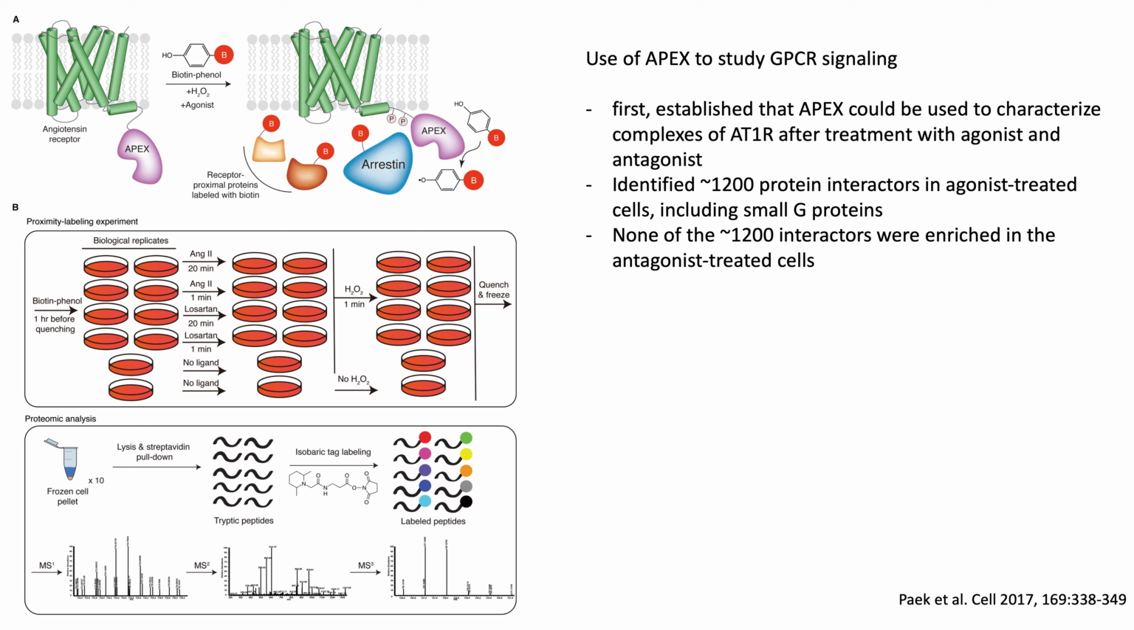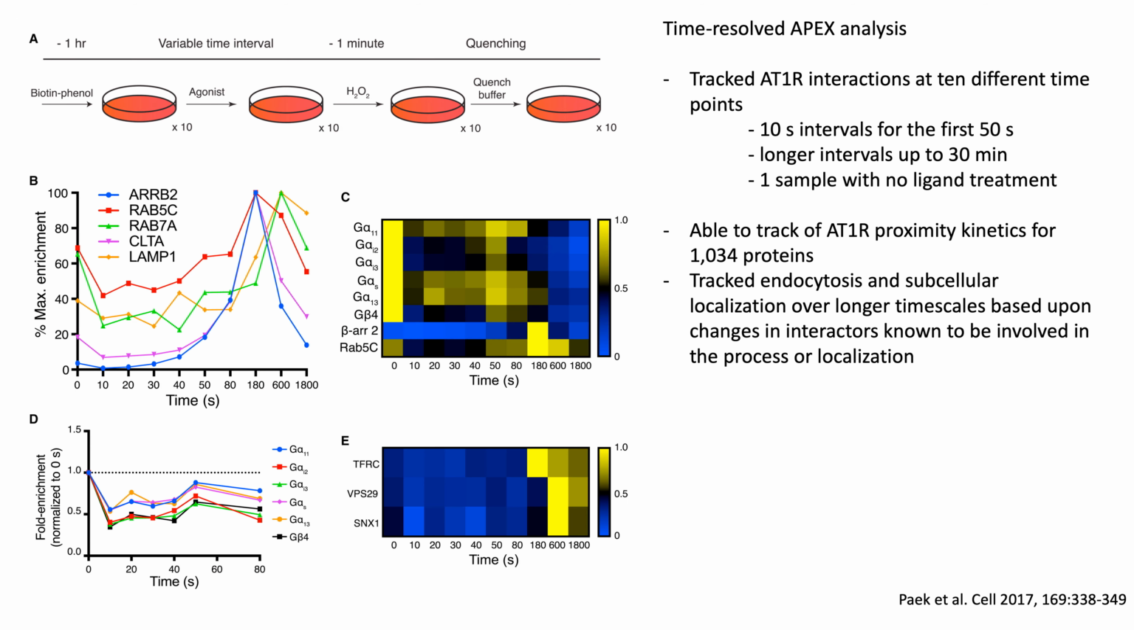So knowing that the method worked, they could then use it to do a time-resolved experiment where they were able to track the interactions at 10 different time points, using 10-second intervals for the first 50 seconds and then longer intervals up to 30 minutes. In addition, they had one sample with no ligand treatment at all as a control. And so using the APEX method and the fact that it works over very short time scales, they were able to track proximity kinetics for over 1,000 proteins.